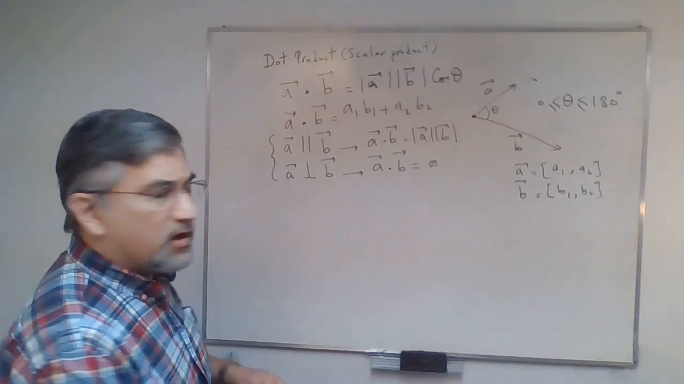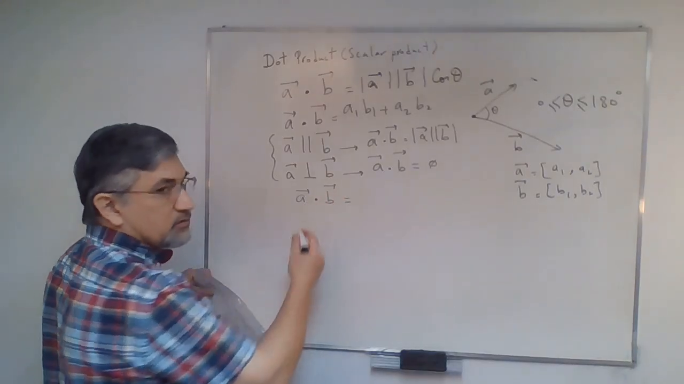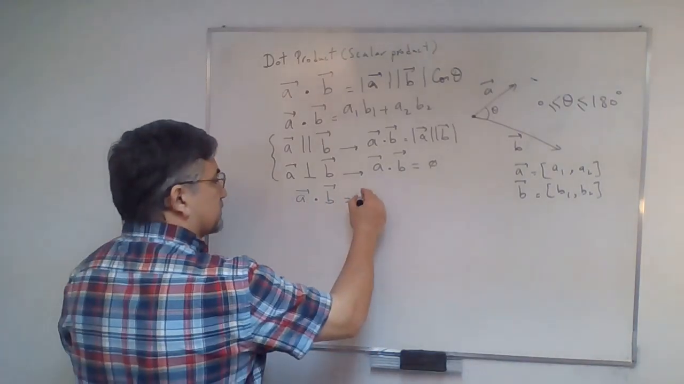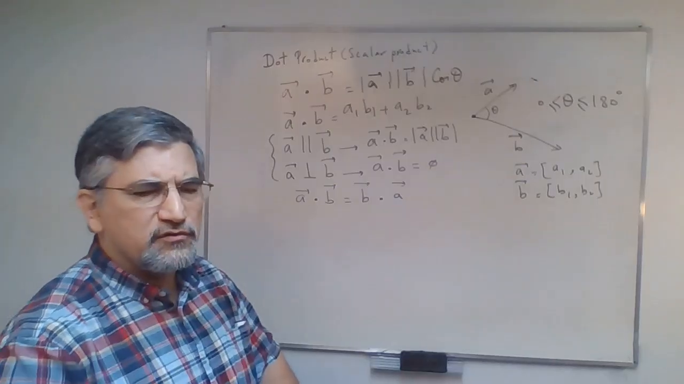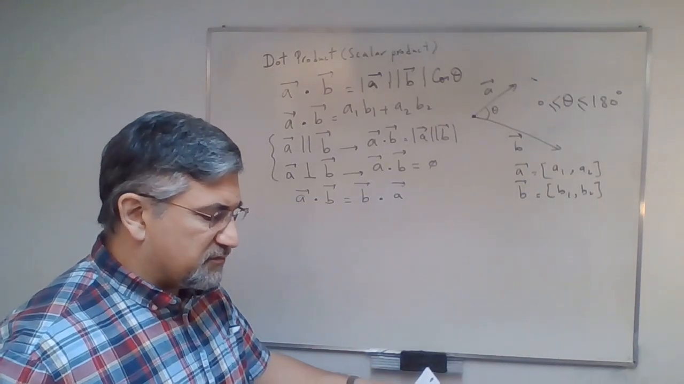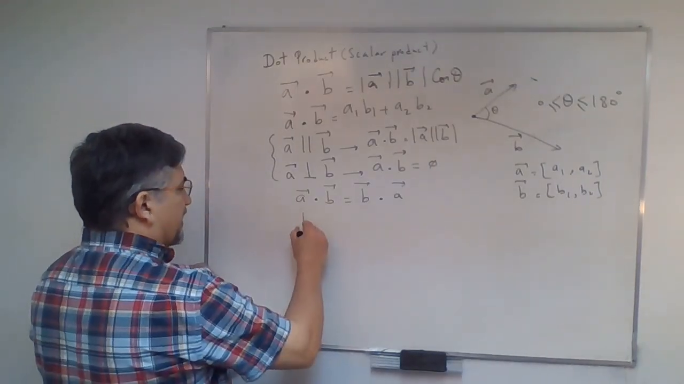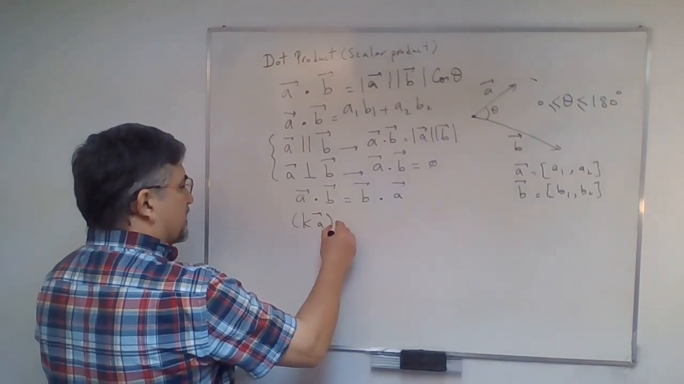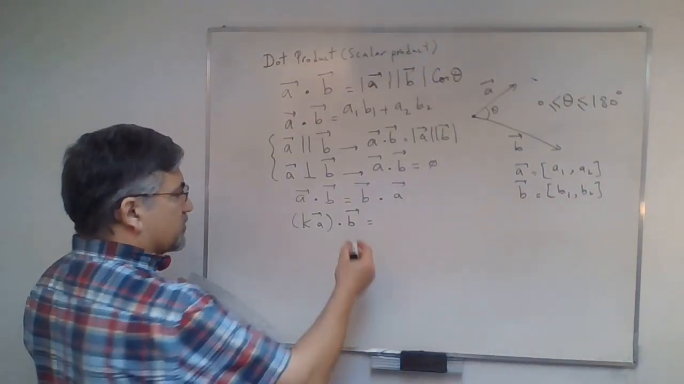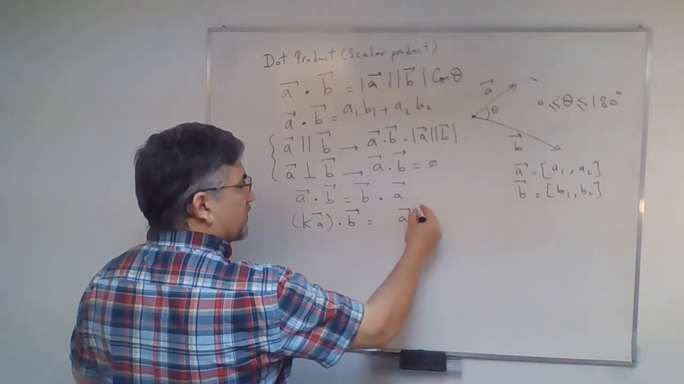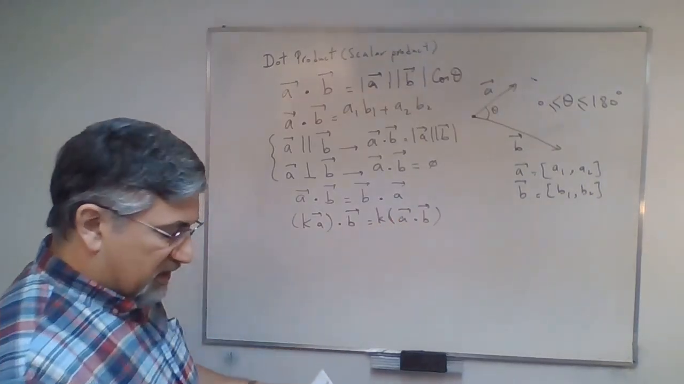Other properties of dot product are the following. If you interchange the order, A dot B is the same as B dot A. So basically, the dot product of two vectors is commutative. It also has the associative property. So if you have K times vector A dot vector B, and K is of course a scalar, you can just find the dot product first and then multiply the answer by K. So it's associative.